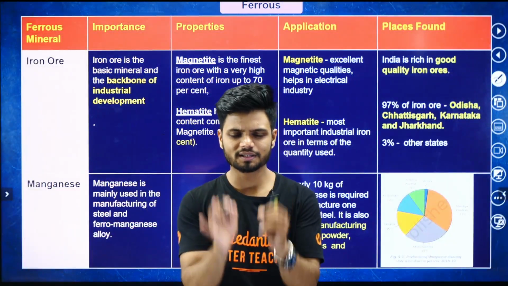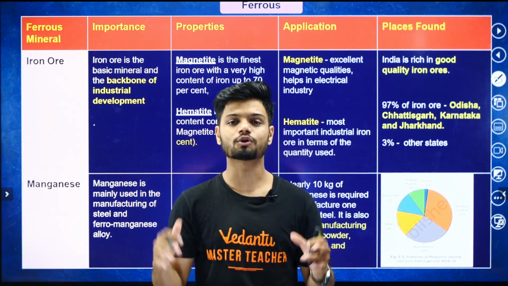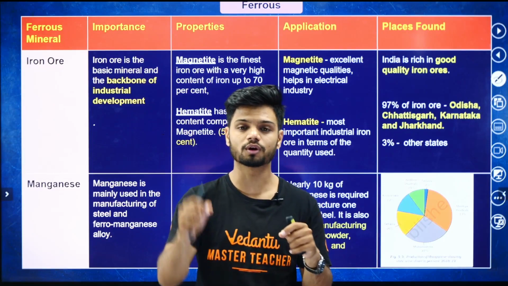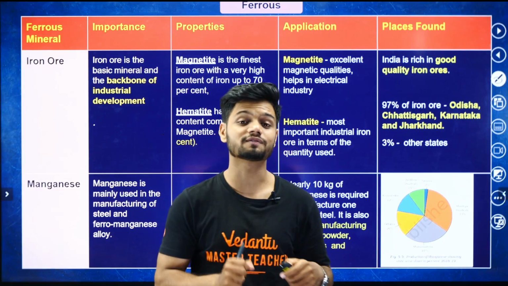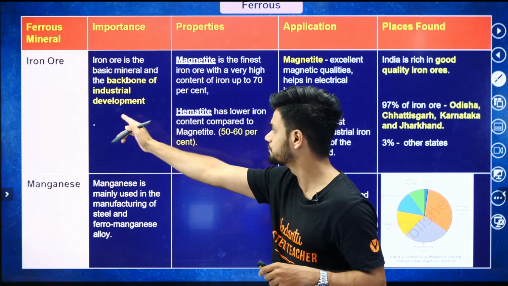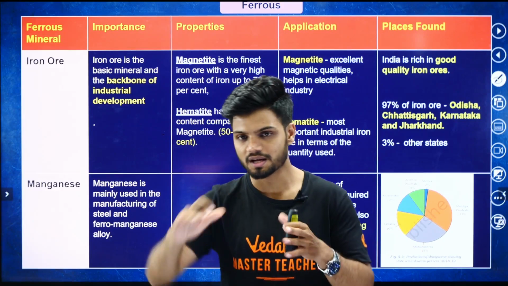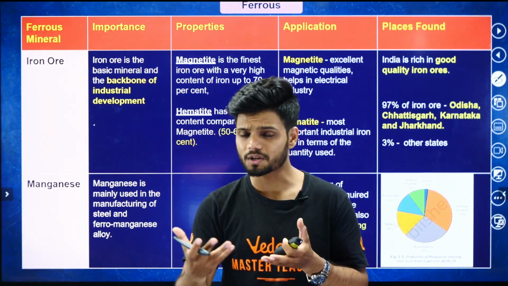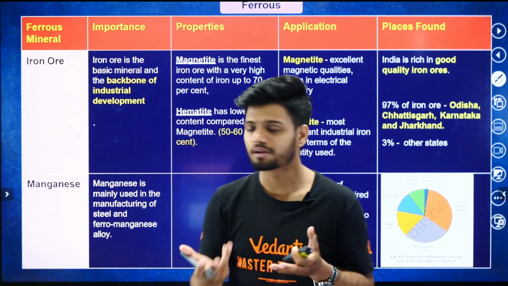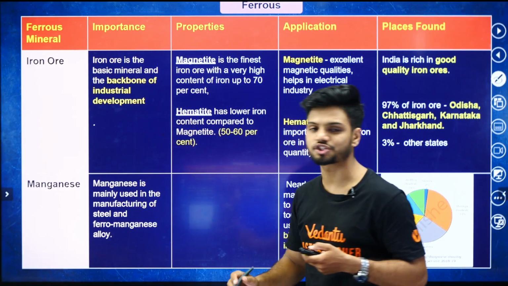Now here, these tables are going to be extremely important. All of these notes are going to be in the description, so please download and read the highlighted points very carefully. For example, for the ferrous ones, the first one is iron ore. Iron is the backbone of a society. That is the steel. Without iron ore, we cannot get steel, right? Iron ore is the basic mineral and the backbone of industrial development.